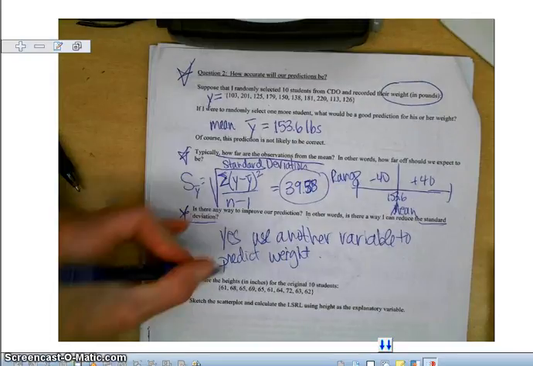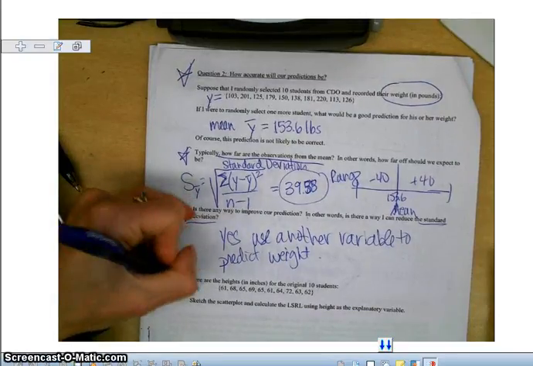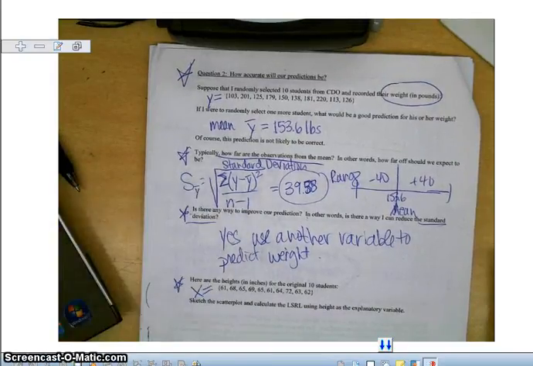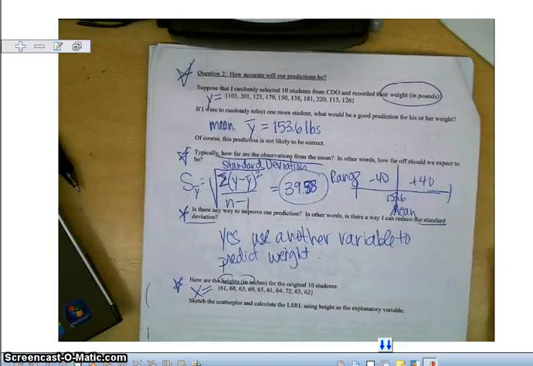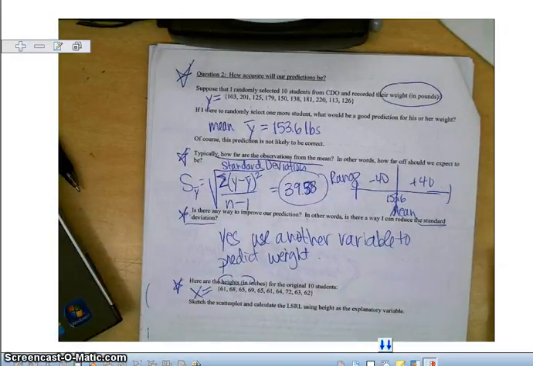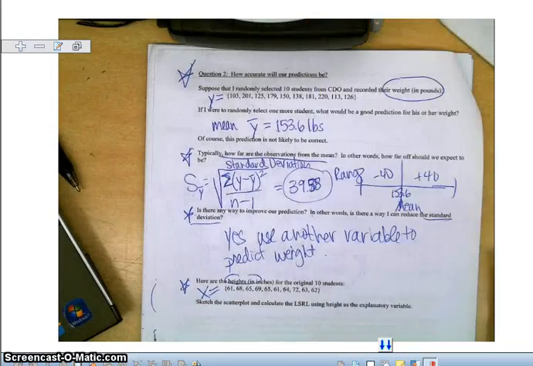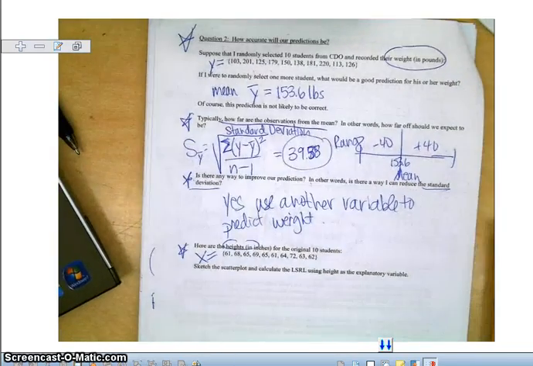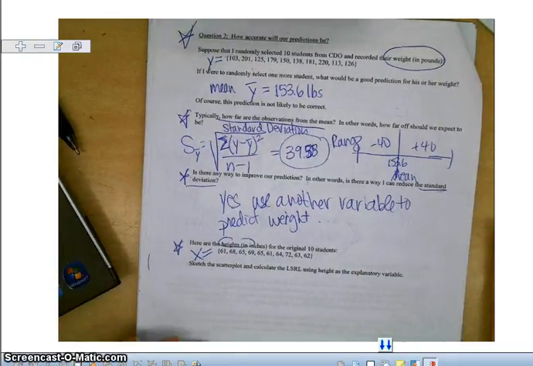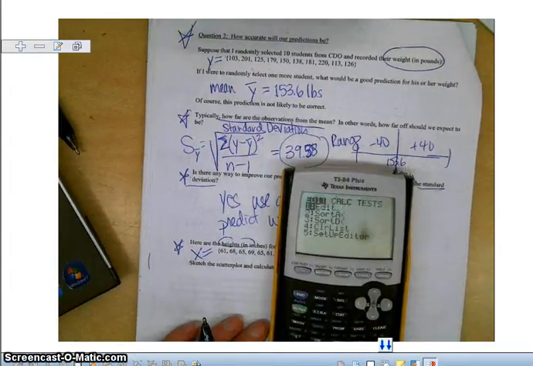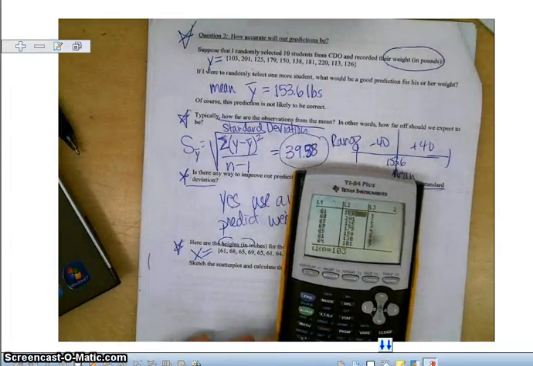So, alright, here are the heights. These are going to be our X values. Here are the heights in inches for those 10 original students. So for those 10 original students, I now have their heights as well. We want to sketch a scatter plot, so I'm going to go to Stat Edit, and I'm going to enter all those X values, the heights, in list 1.